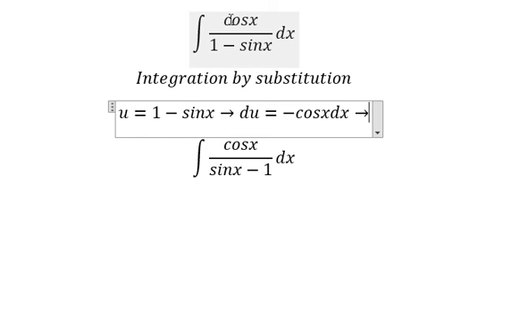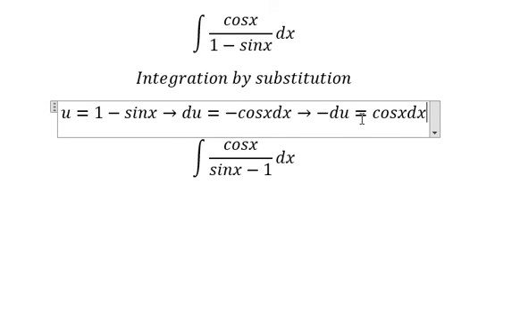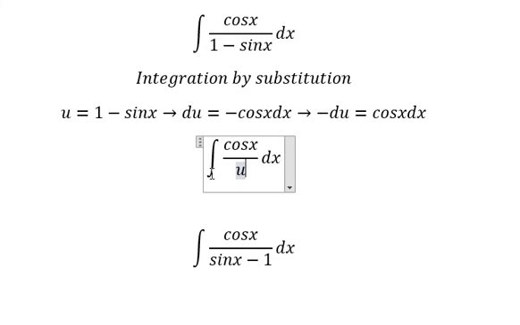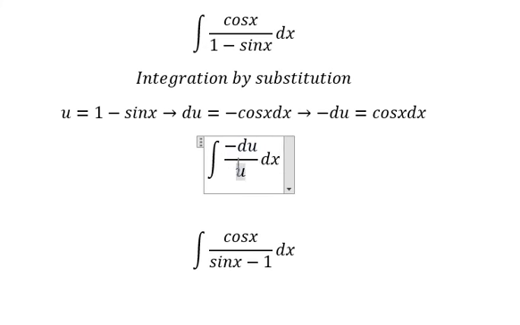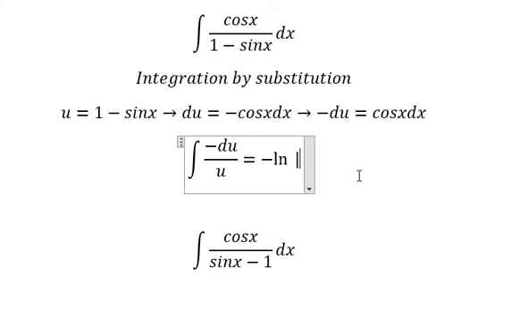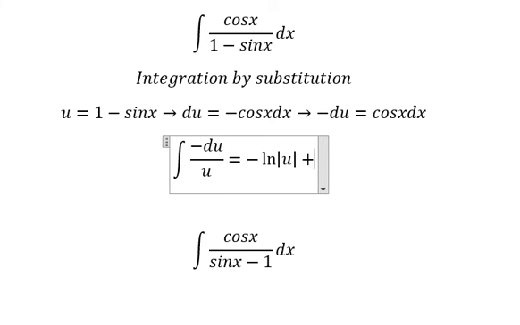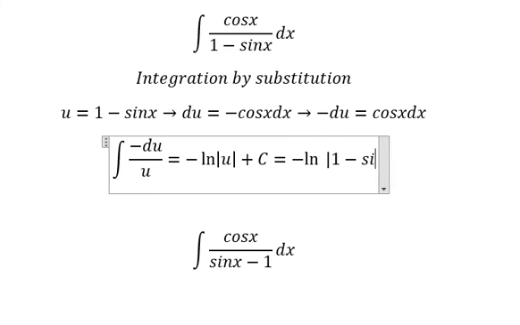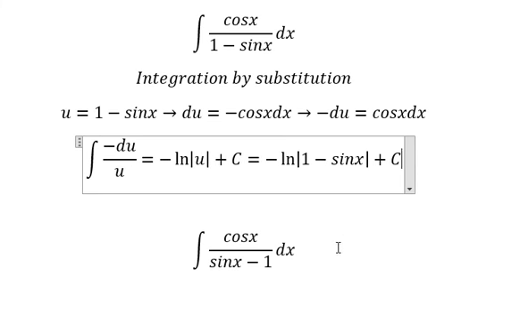Because we don't have a negative sign in here, I will put the negative next to du. So this one we change to u. Cosine x dx we change to negative du. The integration of this one gives negative ln of the absolute value of u, and we put plus c. For u, that's 1 minus sin x, and we put plus c.